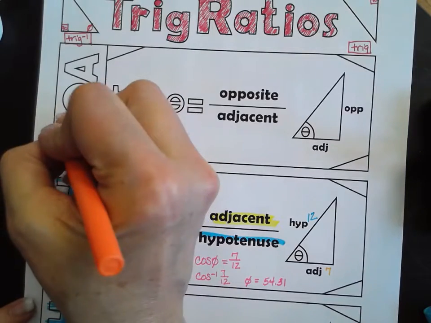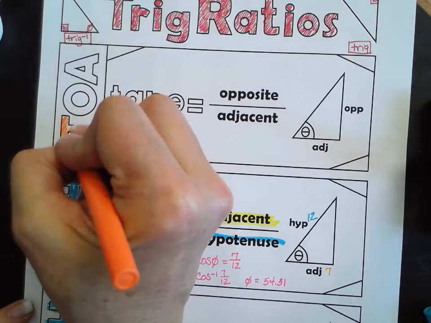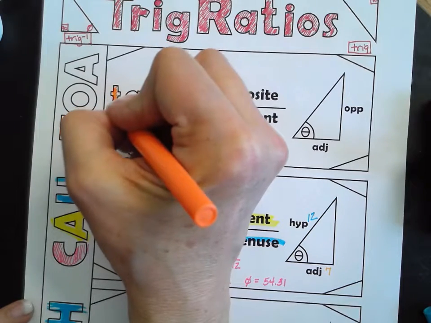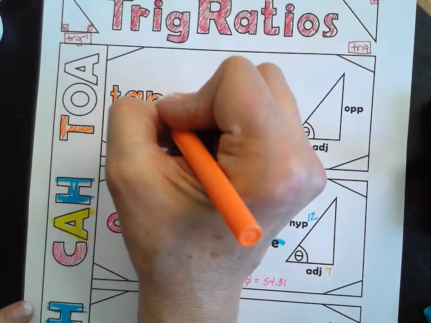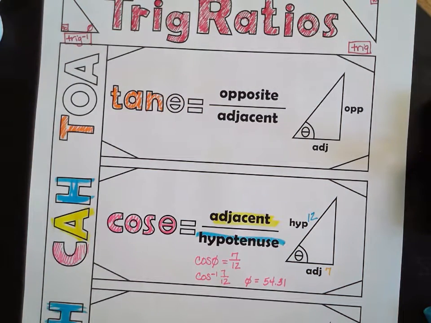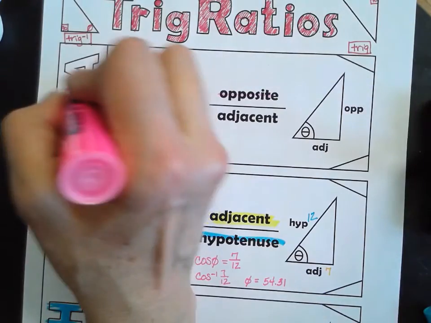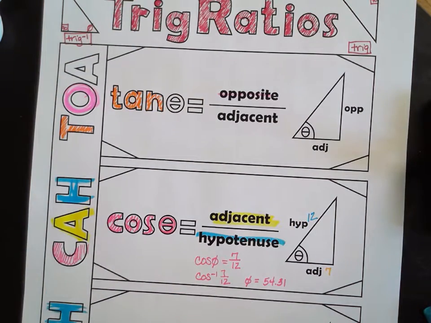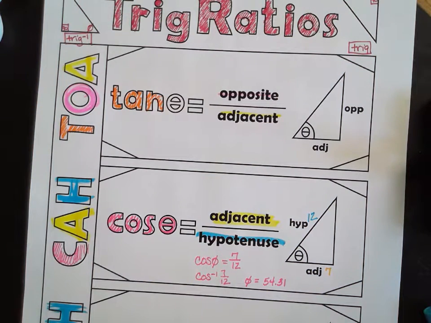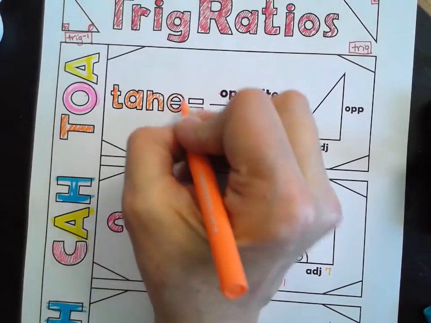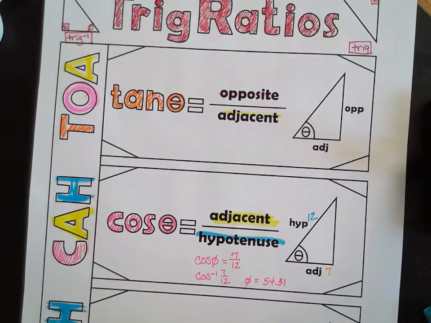TOA is our tangent. And it is the only one that doesn't use the hypotenuse. It is just your opposite over your adjacent. Okay? To me, this is the one that is the most useful because it has a lot to do with more of the real life things that are going on.